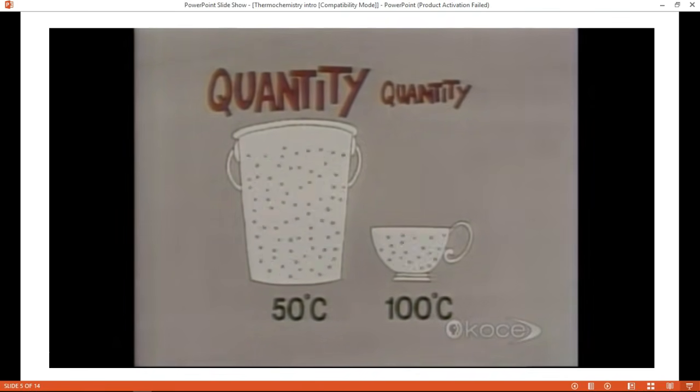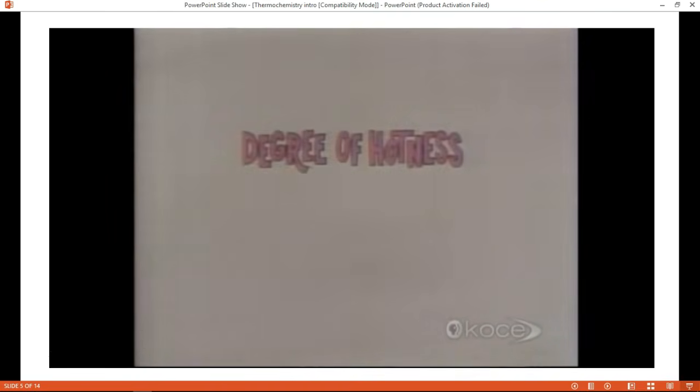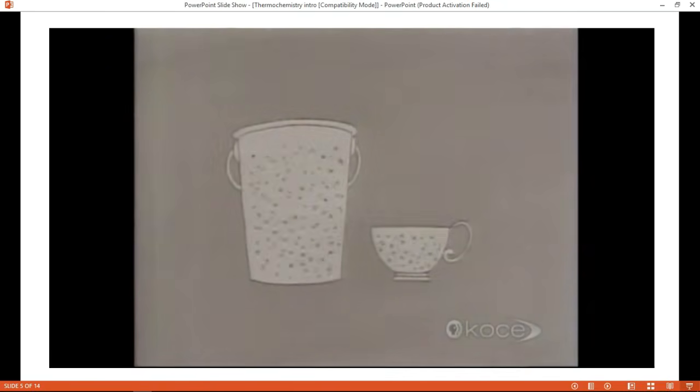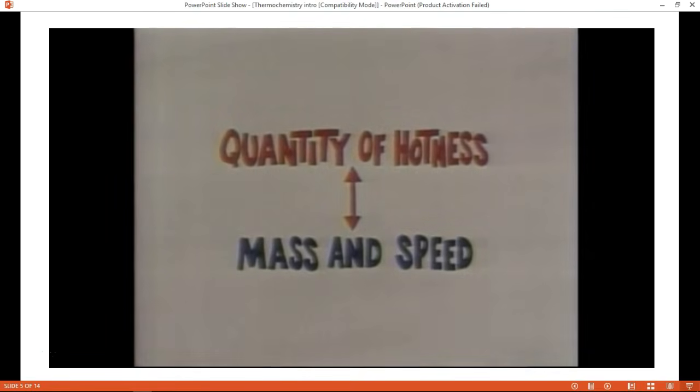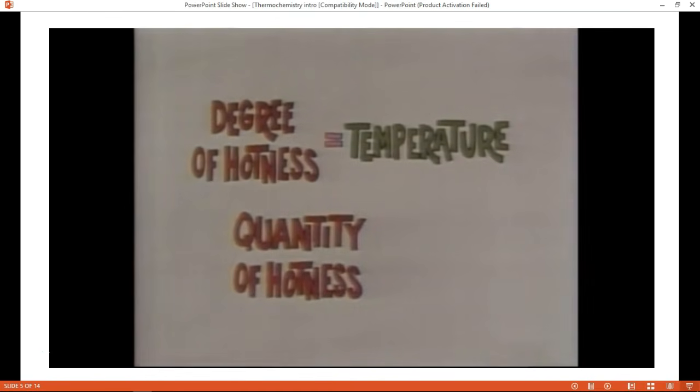We know that it's the speed of the molecules that determines the degree of hotness of something. In fact, degree of hotness only depends on speed. It has nothing to do with how many molecules there are. Although the molecules in the bucket aren't going as fast as in the cup, there are more of them, so they more than make up in mass what they lack in speed. And it's mass, combined with speed, that determines quantity of hotness. We've already seen that the word for degree of hotness is temperature. Now it's time to introduce the other word for quantity of hotness, which is heat.